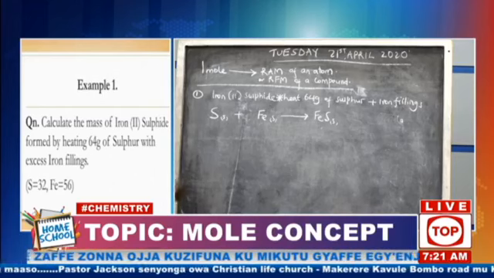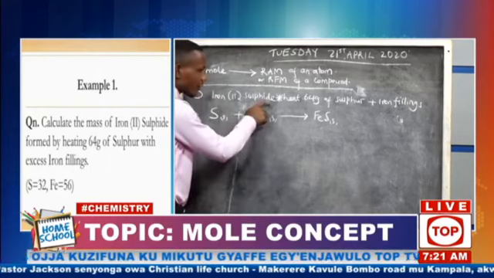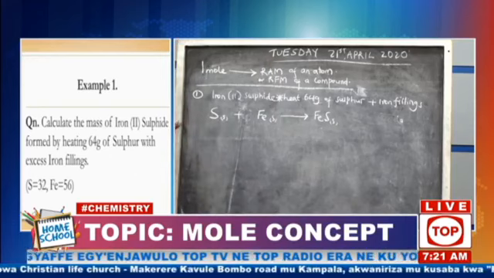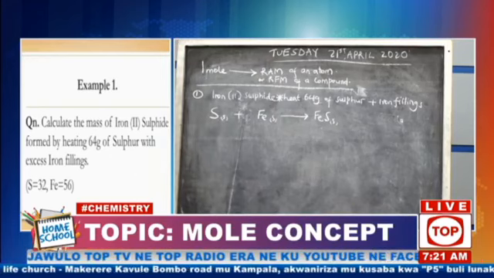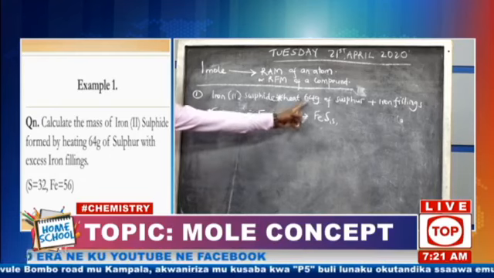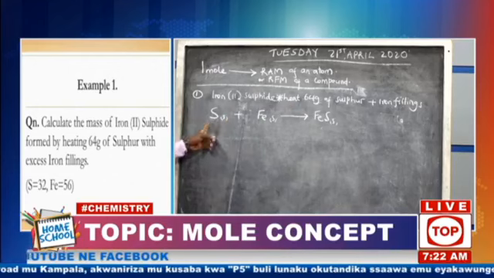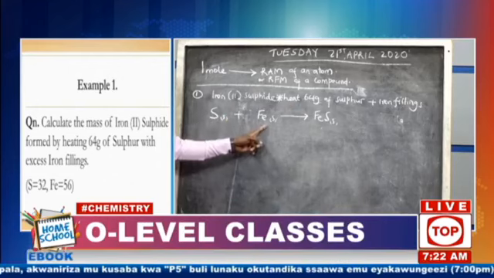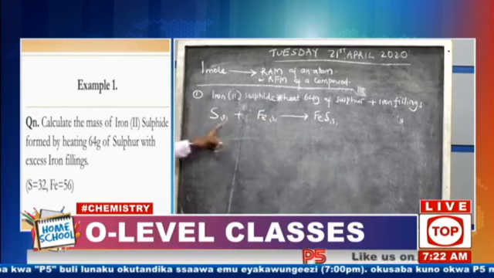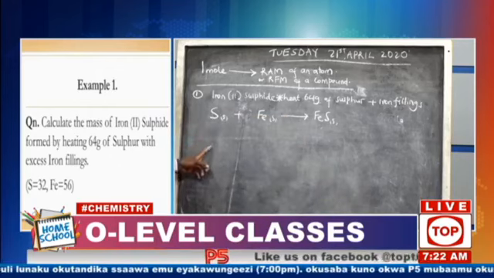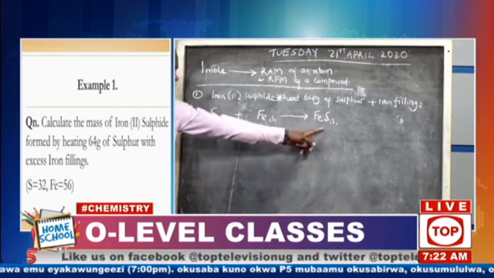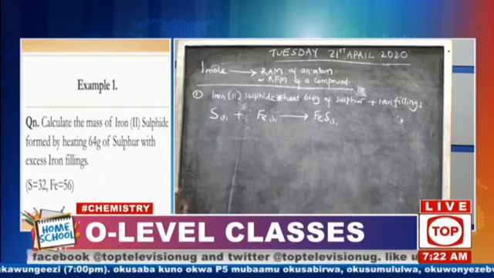What do we say? They are talking about iron 2 sulfide being formed by heating 64 grams of sulfur. That means they are not concerned with iron filings. Okay? They are concerned with sulfur. So they are saying how many grams can be formed by this one. If 1 egg plus water forms 1 egg with water, that means now they are asking you, what if you boil 10 eggs? What are you going to form at the end? Okay? So that's what we want to look at.